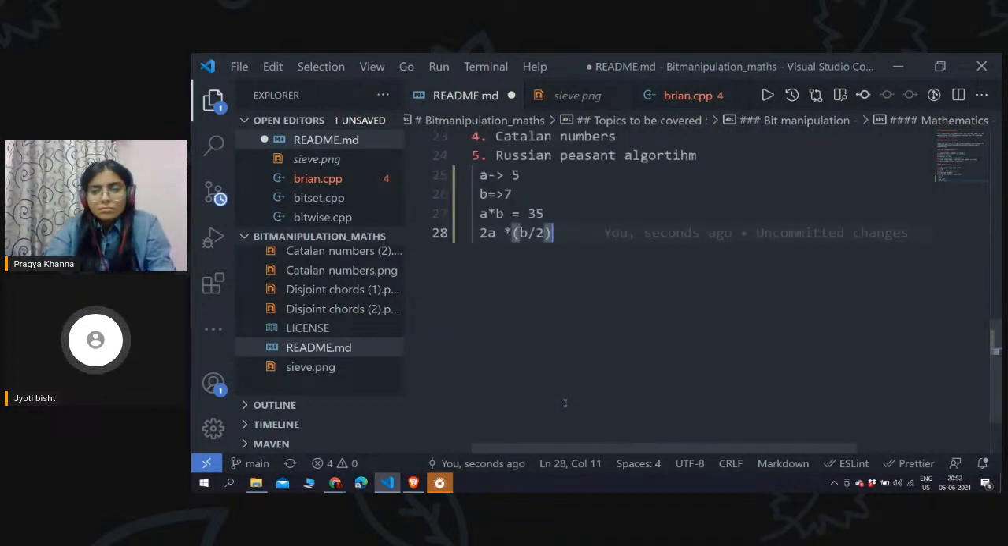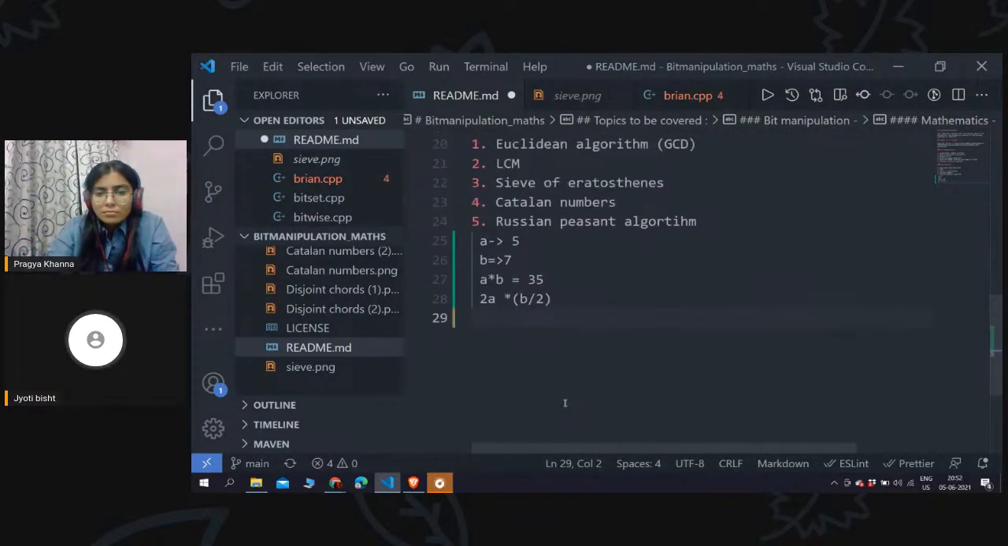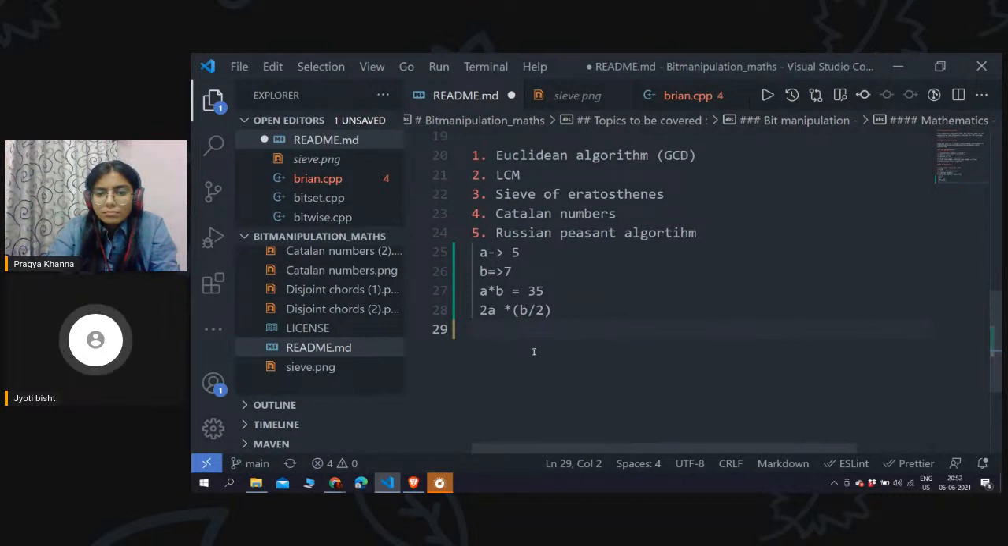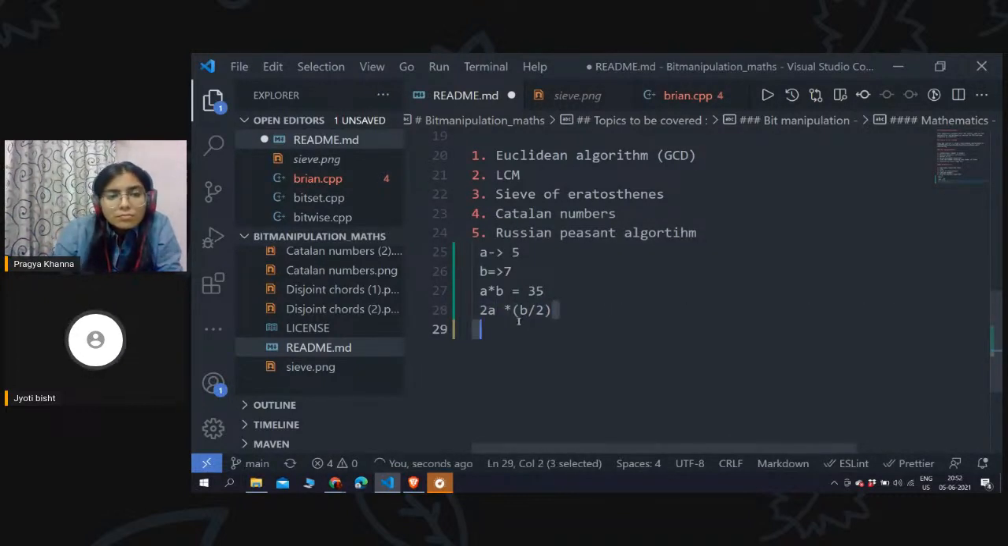Like you just multiply by 2 and divide by 2. This is as simple as it gets, right? So the Russian peasant algorithm uses this idea. You keep on doubling the first number and keep on dividing the second number by 2 till you get 1.